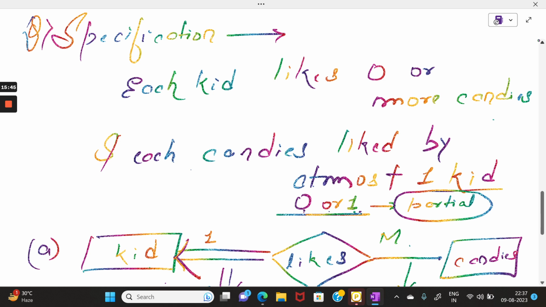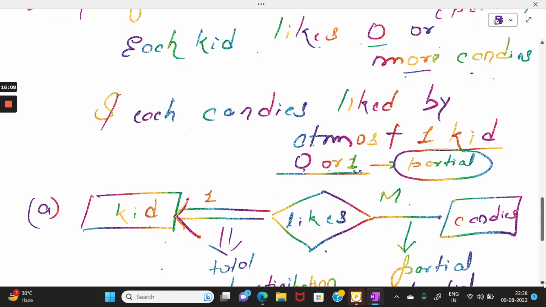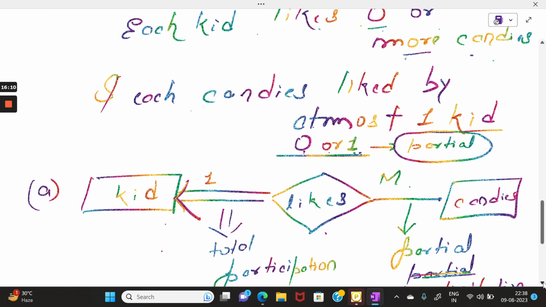For the kid set, each kid likes zero or more candies. So here also we don't need the total participation. We can have the partial participation here, because kids may like candy or may not like candy. Okay, zero or more candy means kids may like candy or may not like candy. So we can have the partial participation, so we can search for the partial participation here.